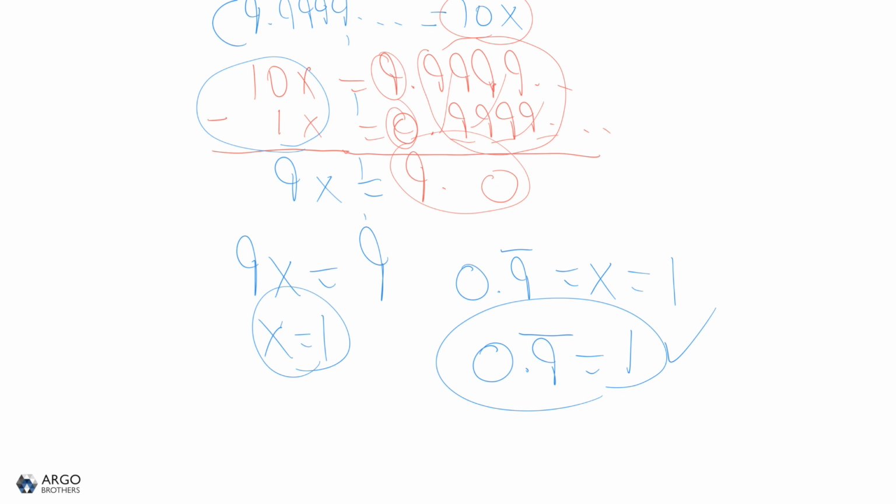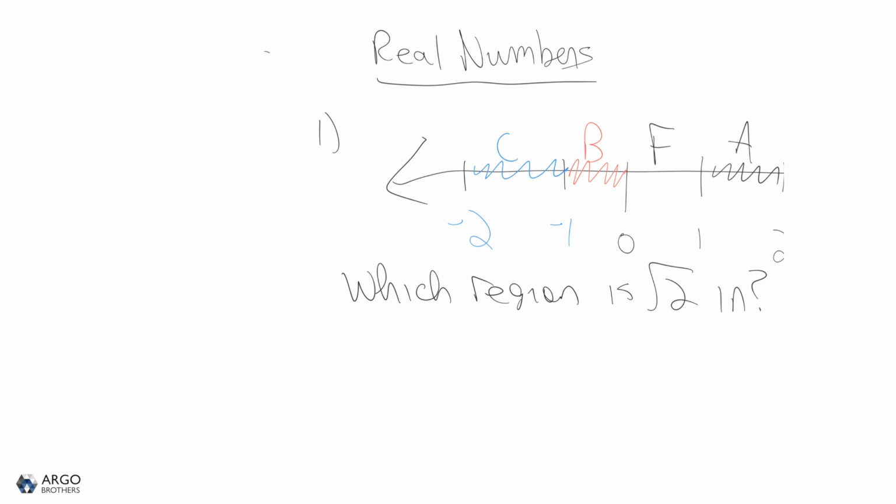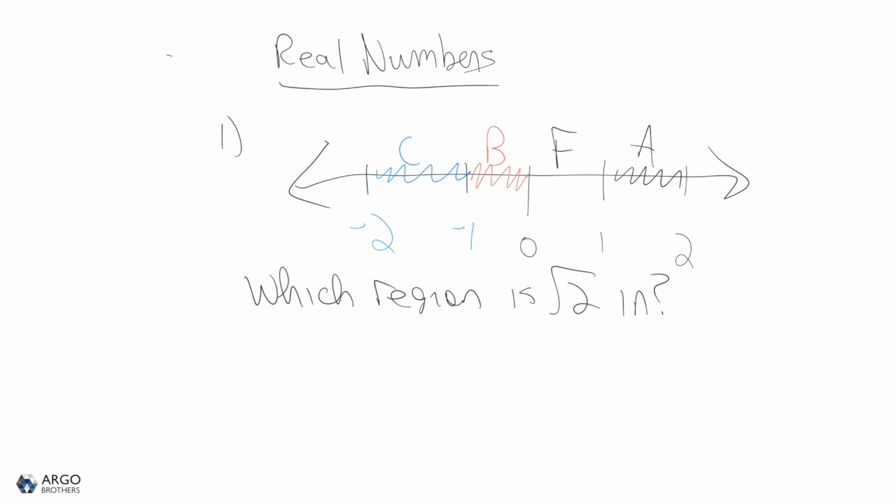So now we'll just do one or two problems relating to real numbers. Just one problem I have. It gives us a real number line, and it's giving us a couple of regions. The region from 1 to 2 is A, the region from 0 to 1 is F, from -1 to 0 is B, and the region from -2 to -1 is C. And the question is, which region is radical 2 in? Radical 2. Which region is that in? So I'll give you some time. Why don't you pause the video and try it out?